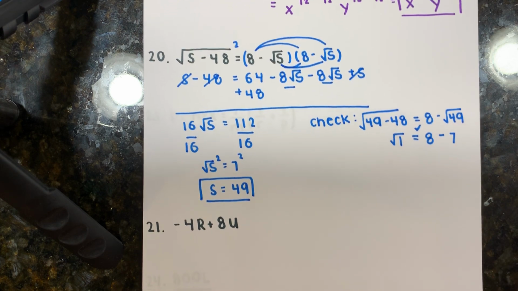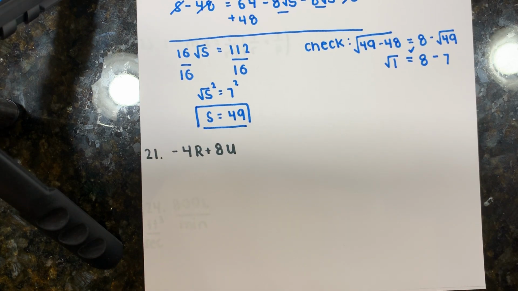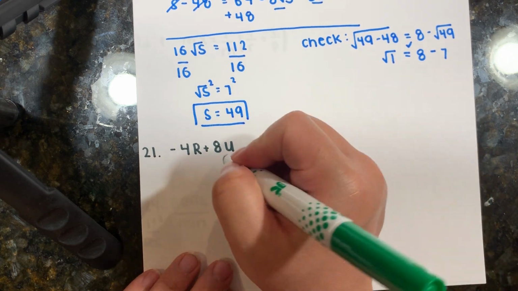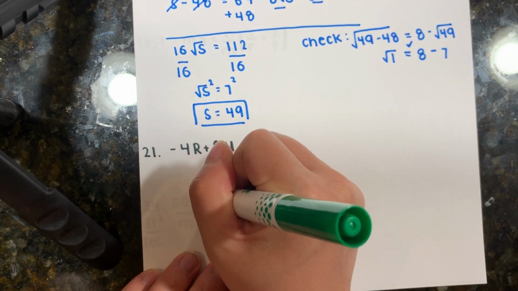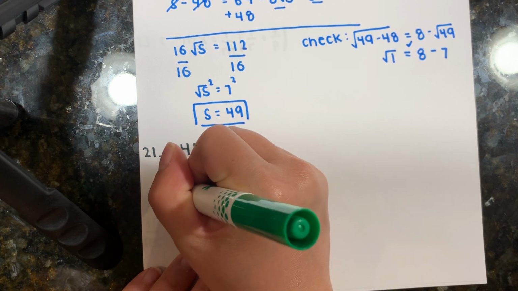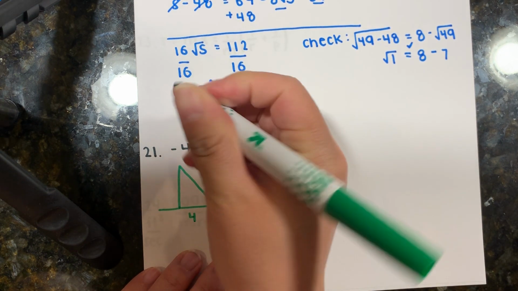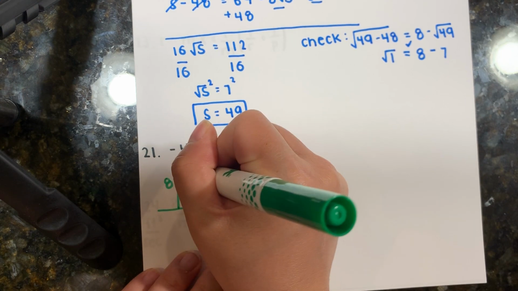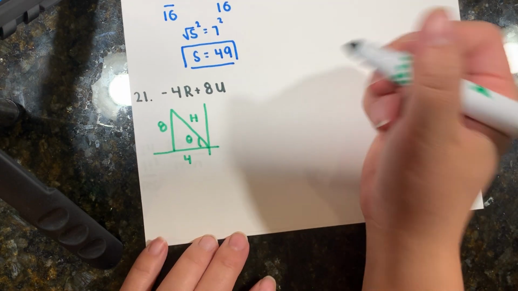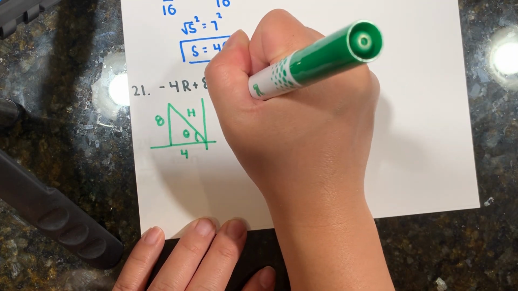Now for number 21, we're going to start with a negative 4r, which puts us to the left of the origin. And then plus 8u puts us up. So that would be in quadrant 2. 4 to the left, 8 up. We have to find the hypotenuse and our angle.